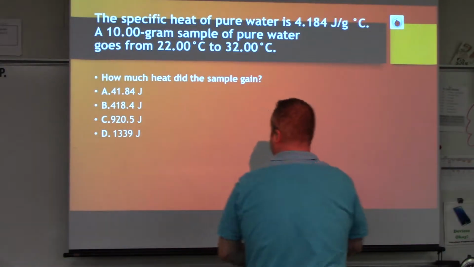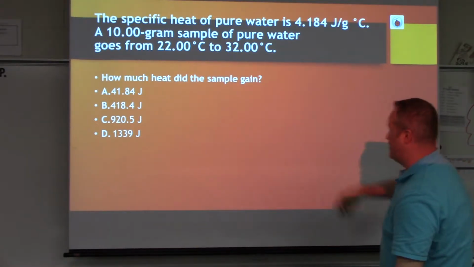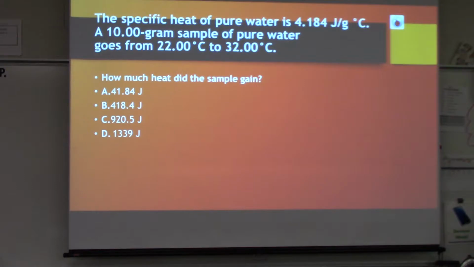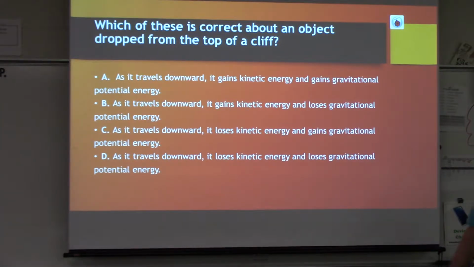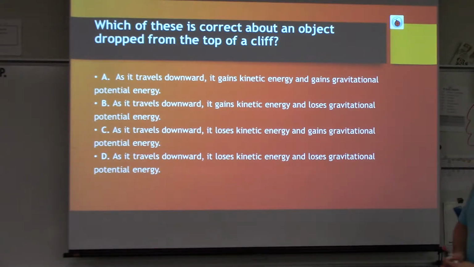Alright, let's start again. So we were just finished talking about energy and energy transfer and using the specific heat capacity formula. Let's move now to a different kind of energy. So we're going to talk about kinetic energy and potential energy. Our question says, which of these is correct about an object that is dropped from the top of a cliff?